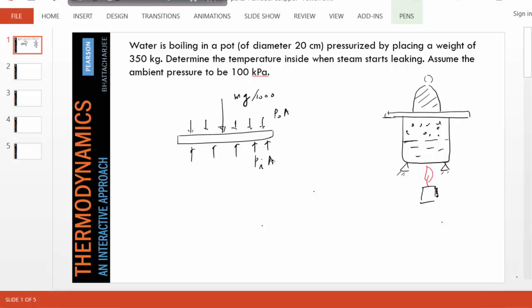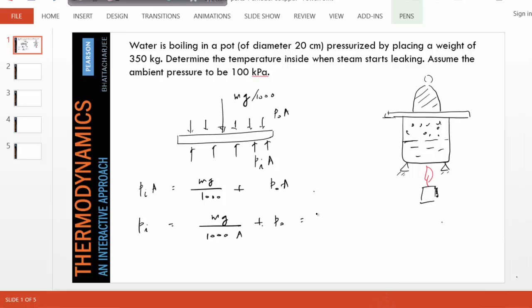So when the lift-off occurs, that means the downward force must be equal to the upward force. In other words, if the upward force is even a tiny bit bigger than that, there will be a leak. So doing this balance, we get Pi times A equals mg over 1000 plus P0 times area. That gives us the inside pressure must be mg over 1000 A plus P0.